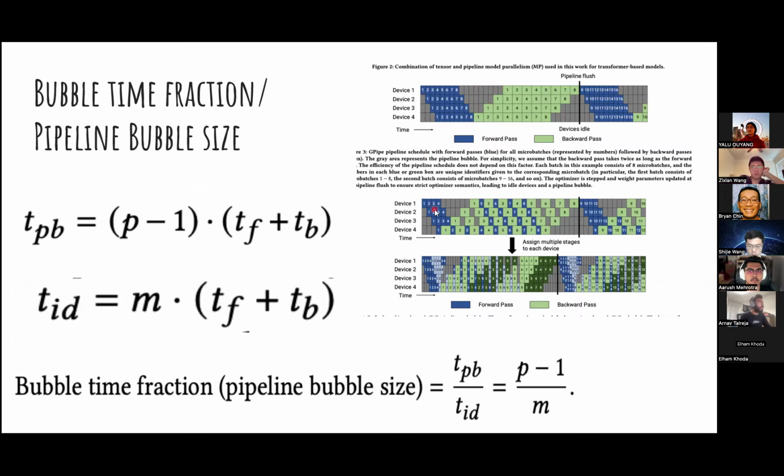Next, please. So what is actually bubble time or bubble time fraction? Bubble time fraction is nothing but the bubble time TPB divided by the ideal time, which is a measure of how long the machines are sitting idle. We want to minimize bubble time as much as possible. So that's basically an overview of what bubble time is. Next, please.